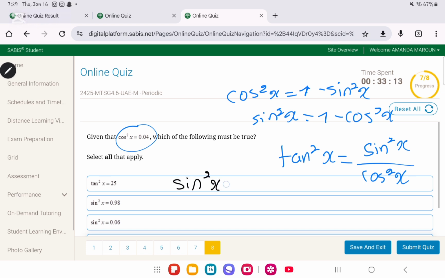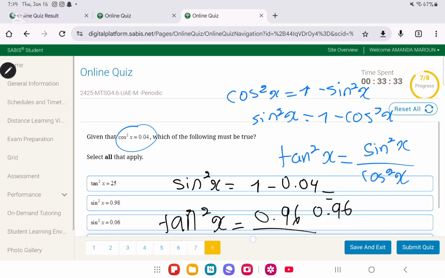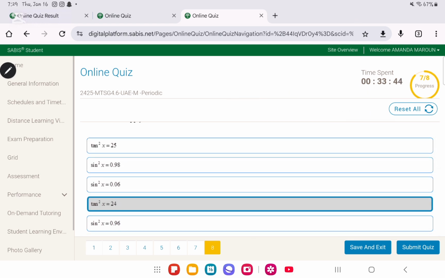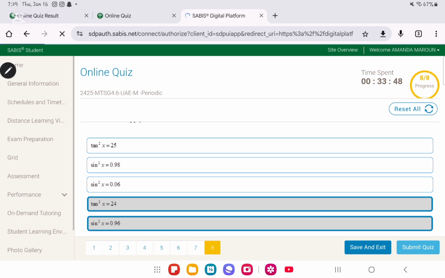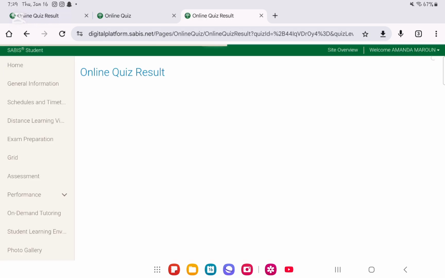Sine squared x is equal to what? It is 1 minus cosine squared x, which is 0.04. So 1 minus 0.04 is going to be 0.96. Now for the tangent squared x, it is equal to the sine squared x, which is 0.96, divided by the cosine squared x, which is 0.04. So 0.96 divided by 0.04, we are going to get 24. So tangent squared x is 24 and sine squared x is 0.96. So let's submit and hopefully there are no mistakes. And thank God there are no mistakes.